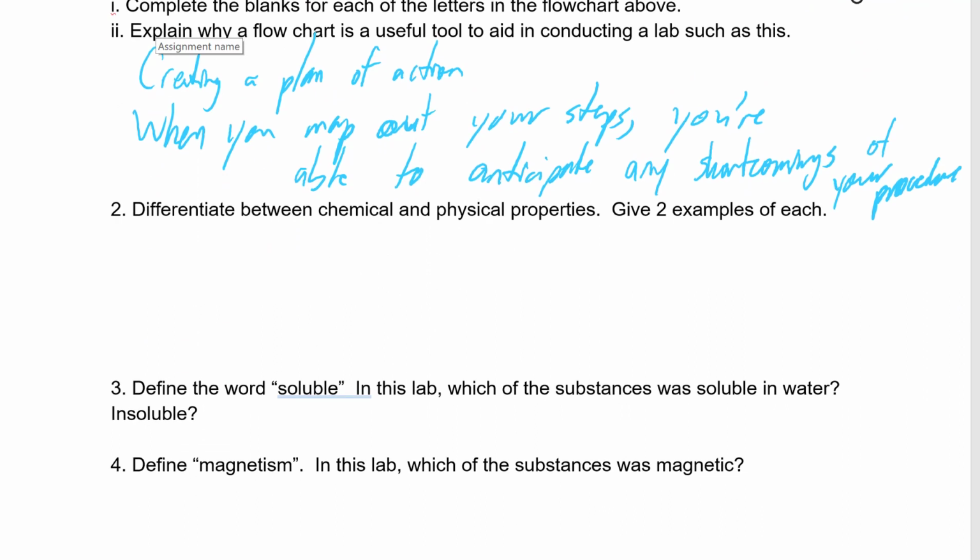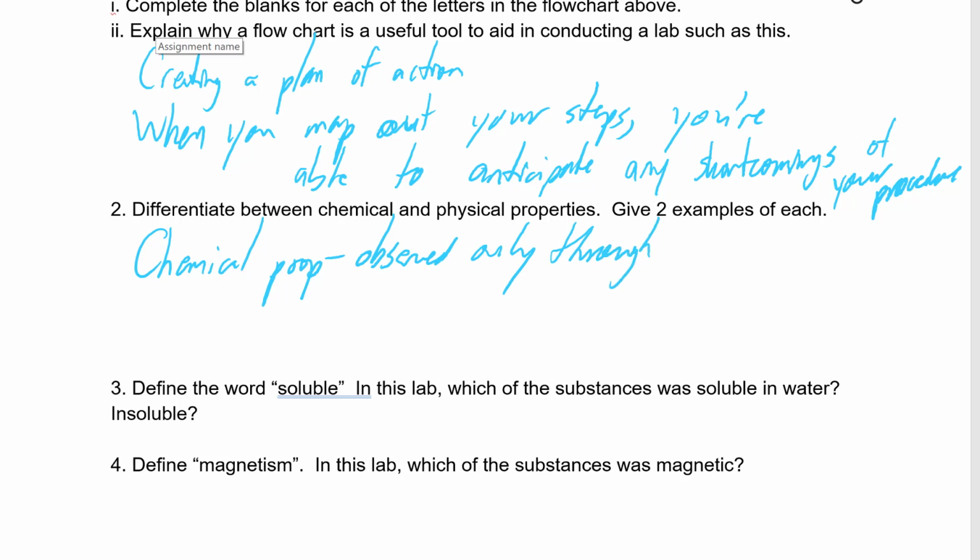Differentiate between chemical and physical properties. So a chemical property is one that can be observed only through changing the substance. So if you were to burn something, right? If you were to burn something, you're able to see if it's flammable, right? That's a chemical reaction, because if you burn a piece of paper, you actually have to change it in order to be able to see if it could be burned.